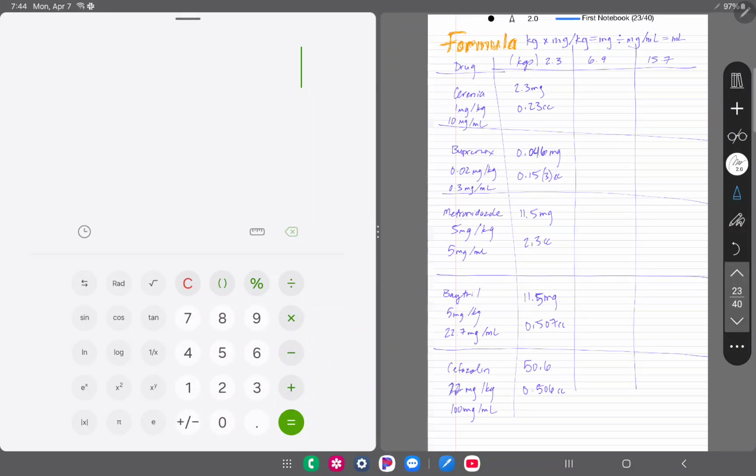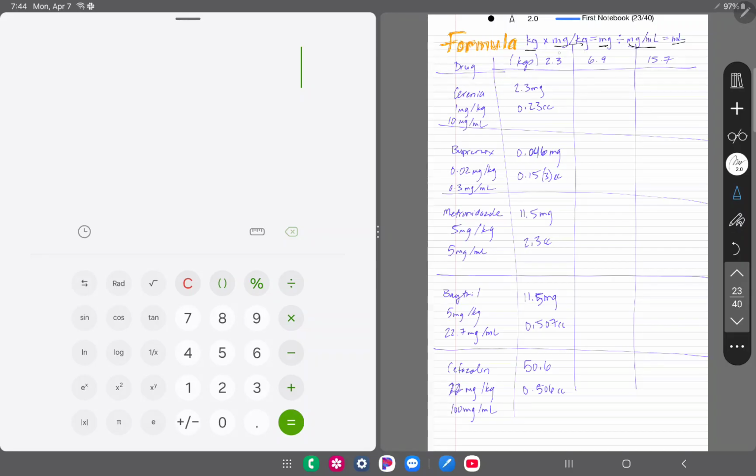Your formula for this kind of stuff is always going to be kg times mg per kg, and you're going to get a number that is mg. And then if you take your mg divided by mg per mL, now you get the answer of mL. So that's how we normally do it, what I call math forwards.